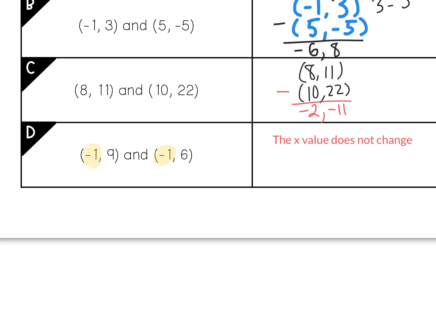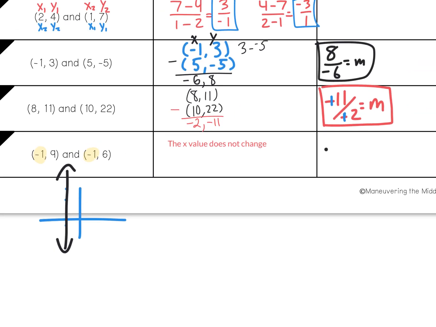So if we have points where the x value does not change, think about that visually. The x value isn't changing. Negative 1, 9. Negative 1, 6. Negative 1, negative 1. What kind of line is that forming? A vertical line, and someone already said it. M equals, well, it's undefined. There is not a defined slope. The slope doesn't exist in this case. It's undefined.